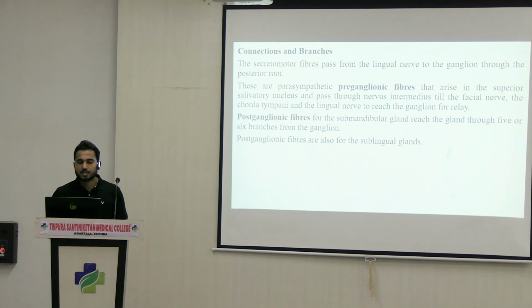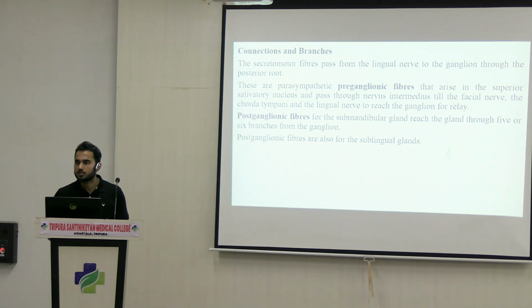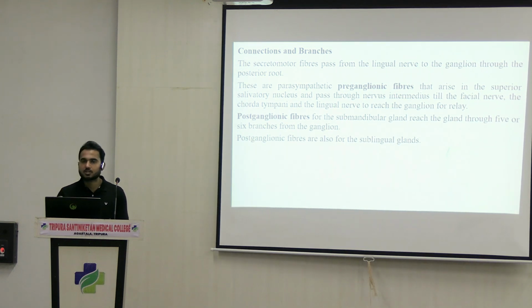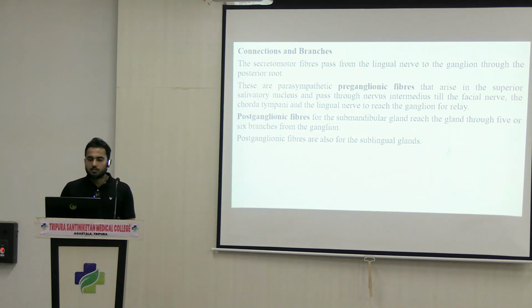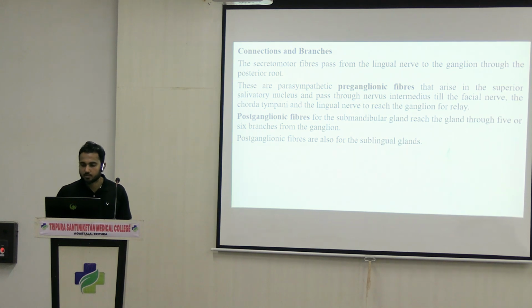So, first, in connections and branches, we have to see the secretomotor fibers. What is the meaning of secretomotor fibers? The fibers which control the secretion of the submandibular and sublingual salivary glands. So I am talking about those fibers. Now the secretomotor fibers will pass from the lingual nerve to the ganglion through the posterior root.